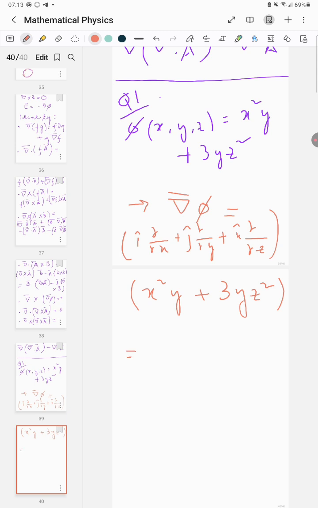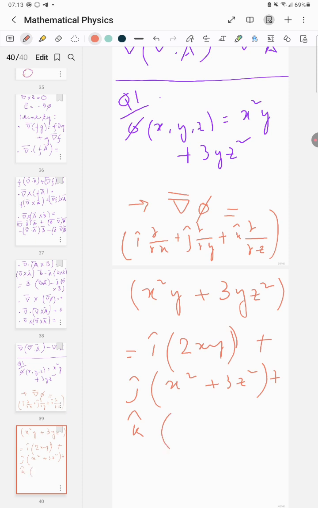Now when we operate this del operator onto this phi, what we get is I cap with 2xy plus j cap with x square plus 3z square plus k cap with 6yz. So this is what our answer is.